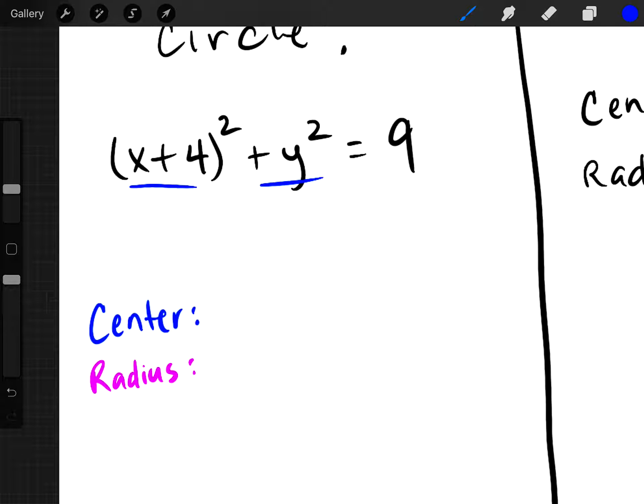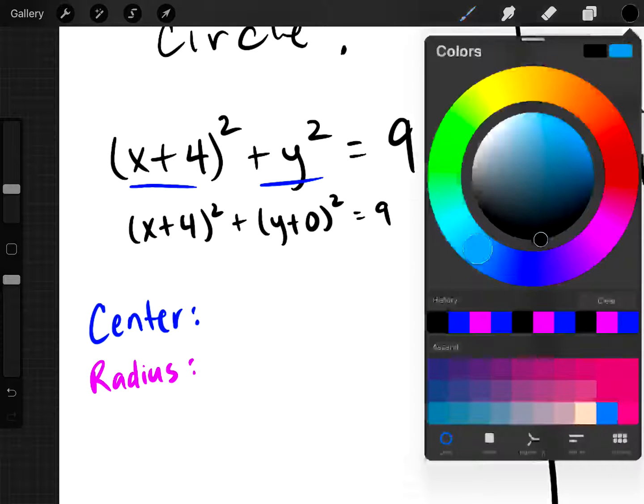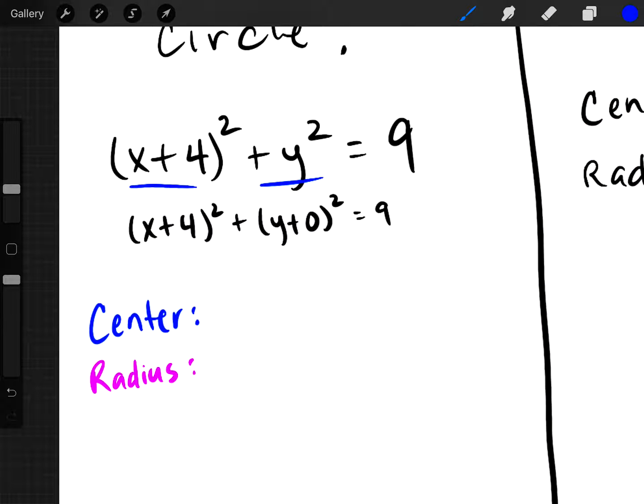So again, you look at this equation, x plus 4 squared plus y squared equals 9, and it tells us everything. It tells us the center, and it tells us the radius. Now again, the center is given to us from this x plus 4 squared and the y squared. If you're having issues because it's just a y squared, you can think of it as x plus 4 squared plus y plus 0 squared equals 9.